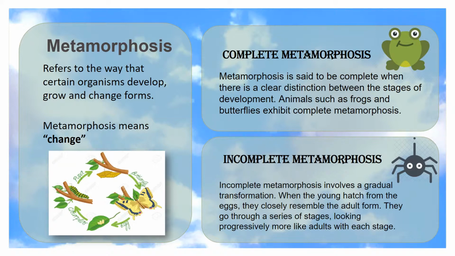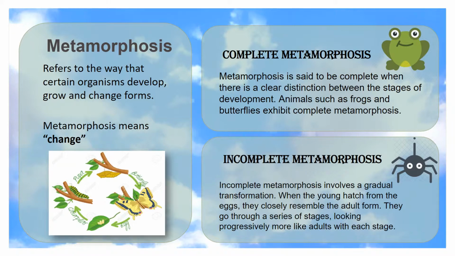Let's look at the first one. Metamorphosis is complete when there is a clear distinction between the stages of development of an organism. For example, the life cycle of a frog. The incomplete metamorphosis is when there is a gradual transformation between the stages of development.